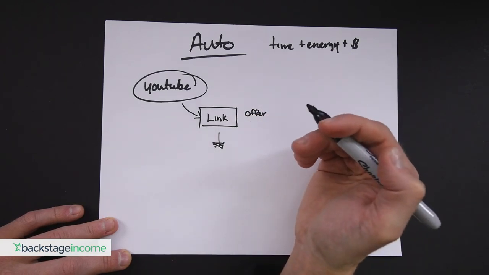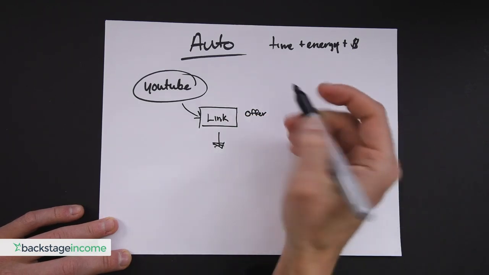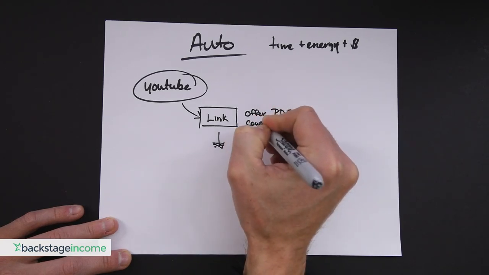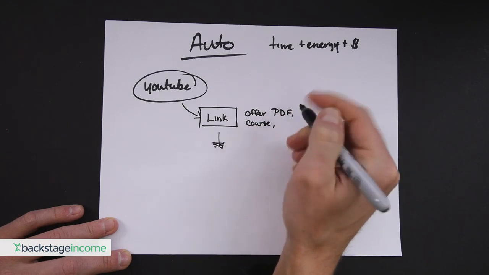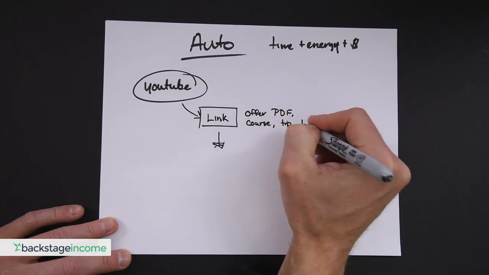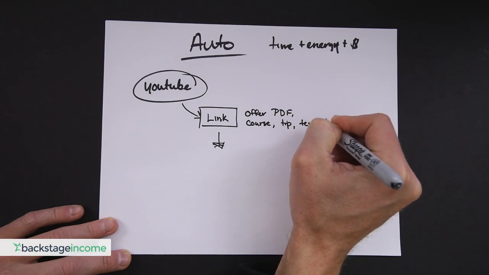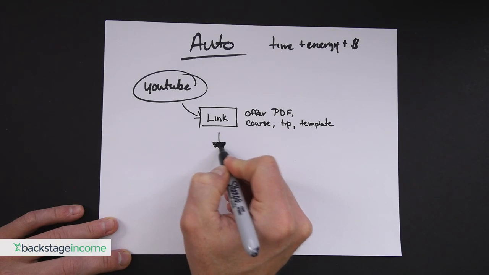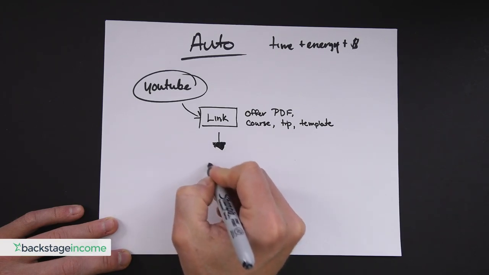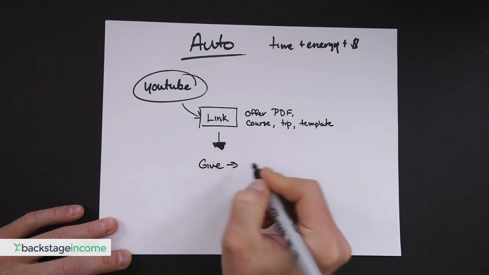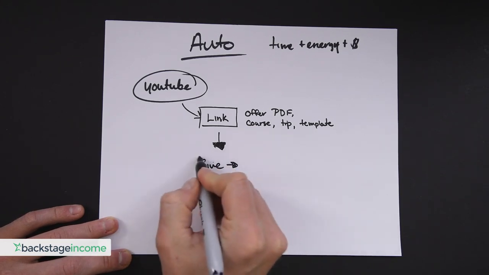It's basically a value proposition offering. It could be a PDF, it could be a course, it could be a tip, a resource list, a template. You're basically offering something in exchange for their email address. So you make that offer, you get that email address, and now you can give them what you promised them. So always give more than you receive, so give them what you promised them.